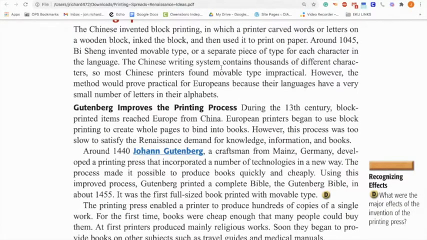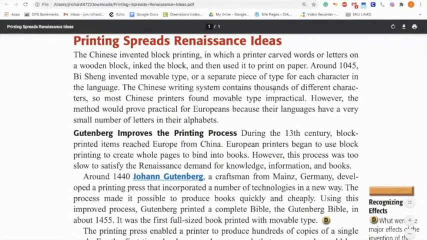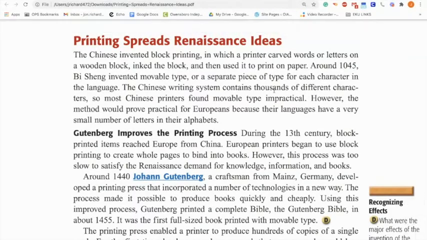Okay. So we'll start out with the Chinese invented block printing, in which a printer carved words or letters on a wooden block, inked the block, and then used it to print on paper. In the video yesterday, we saw how that worked. It was a very slow and arduous process.